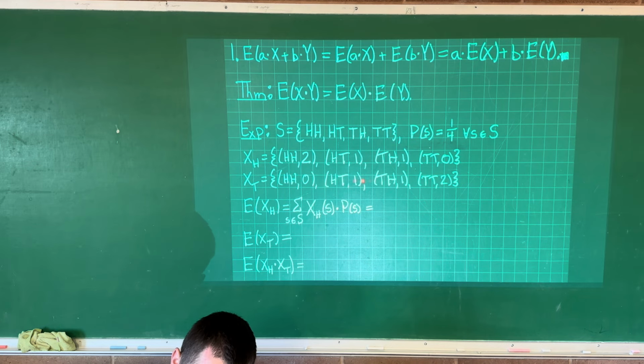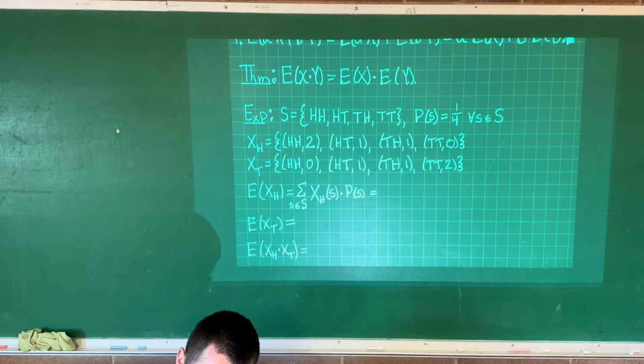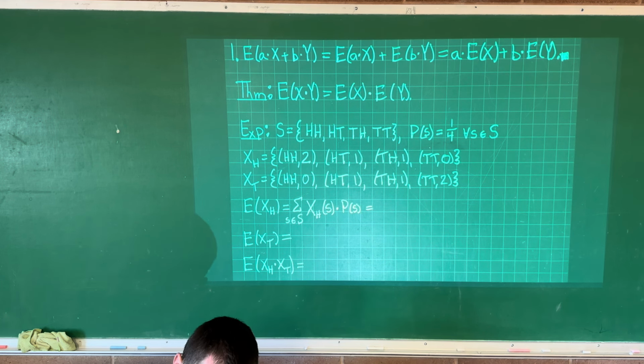Similarly, this one spits out however many tails were in there. So x sub t, if you give it HH, it spits out 0. If you give it HT, it spits out 1. If you give it TH, it spits out 1. If you give it TT, it spits out 2. Counting the number of tails this time. Good so far? So let's calculate the expected value of each of these.